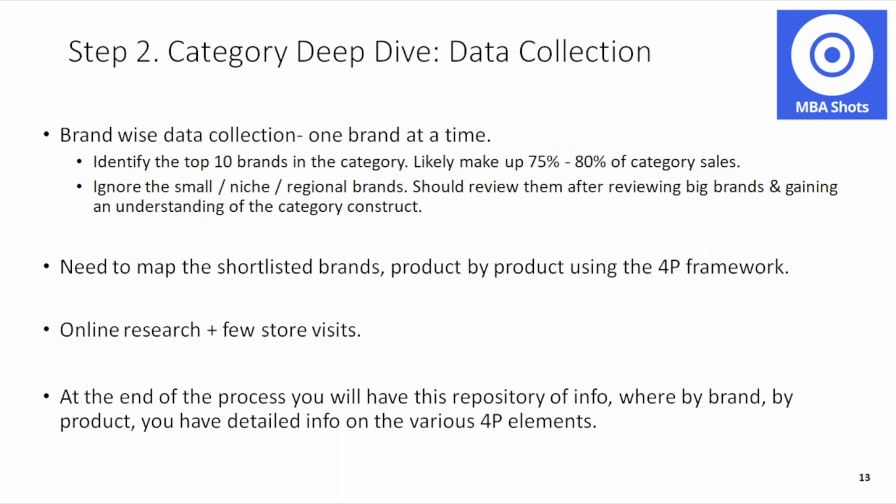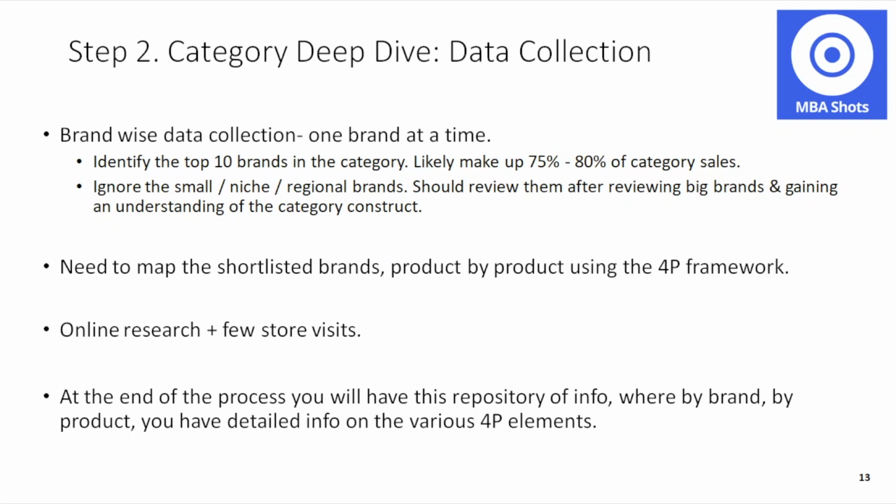and do. So the process that has worked for me is to collect data brand by brand, one brand at a time. And before you start thinking, oh my God, how many brands are there in a category, and how do I do all these brands? Let me put your mind at ease. What we need to do is to identify the top 10 brands in the category. And more likely than not, unless the category is extremely fragmented, these top 10 brands will comprise 75 to 80% of the category sales. And this is where you need to focus.